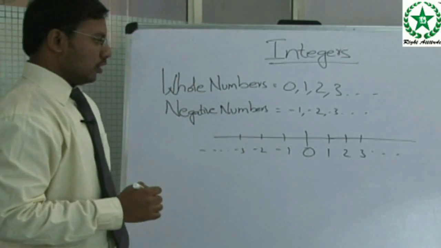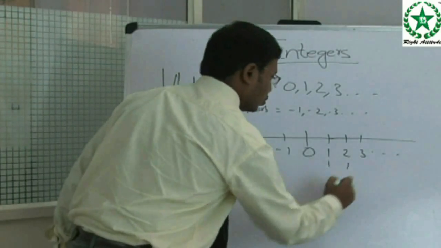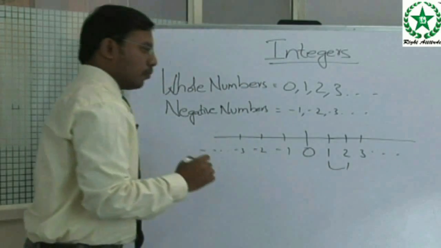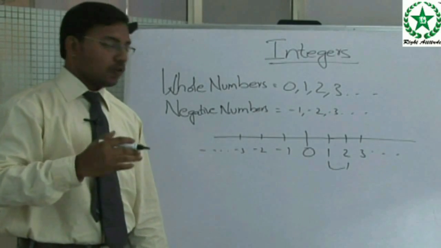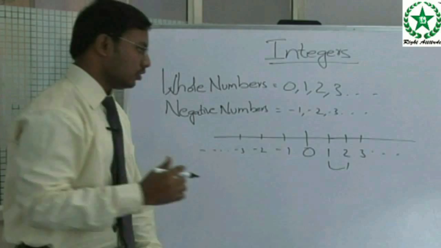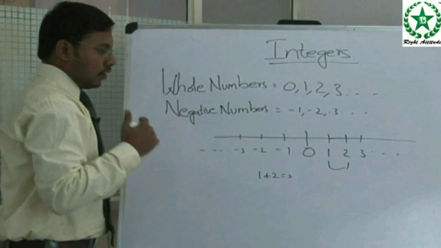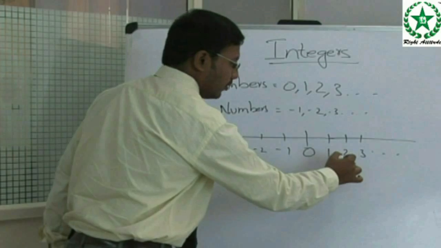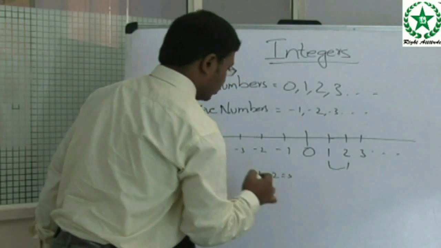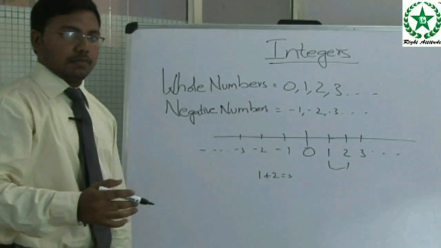If we add two positive numbers, that is if we add 1 and 2, we get the result as 3. That is, we are moving forward from the positive number, 1 plus 2 equal to 3. That is, we are moving to the right side of the number line. So if we add two positive numbers, we will move right on the number line. Suppose we add -1 and -2, we move left on the number line.